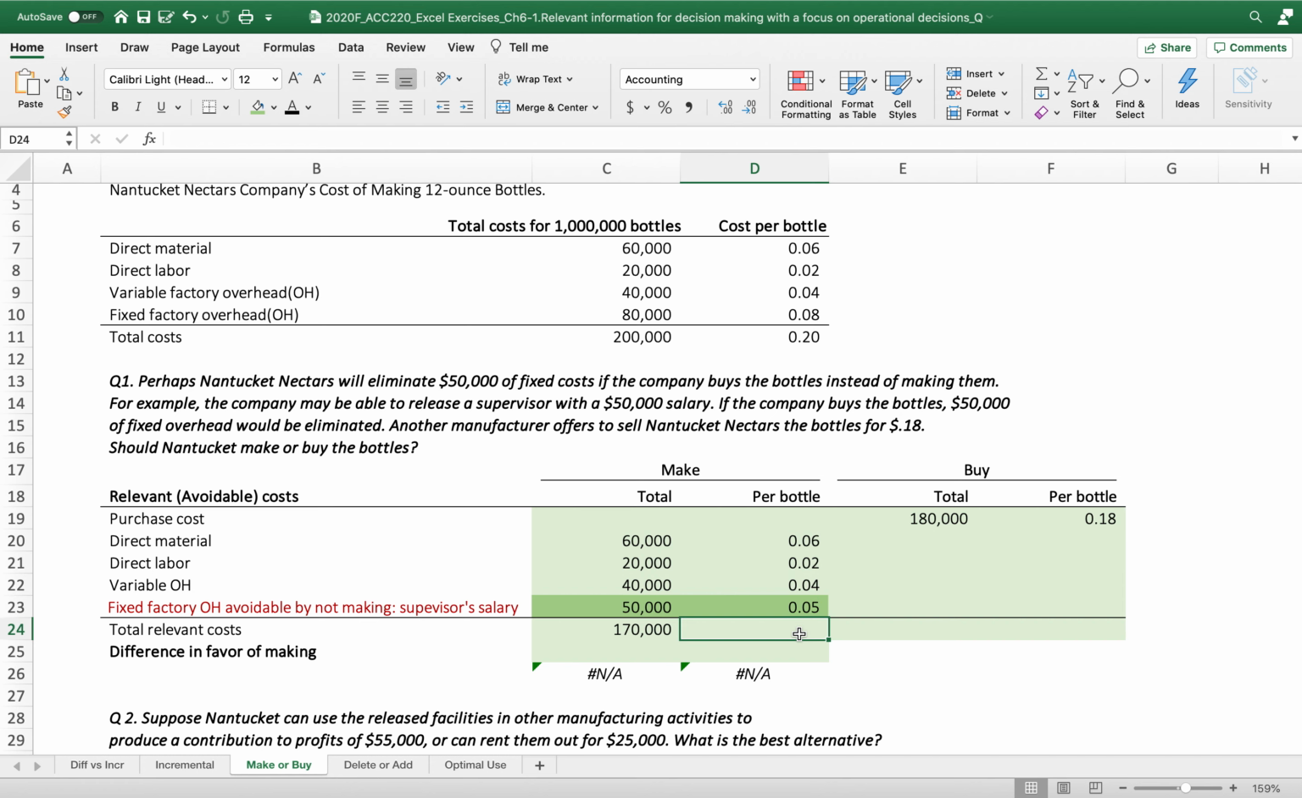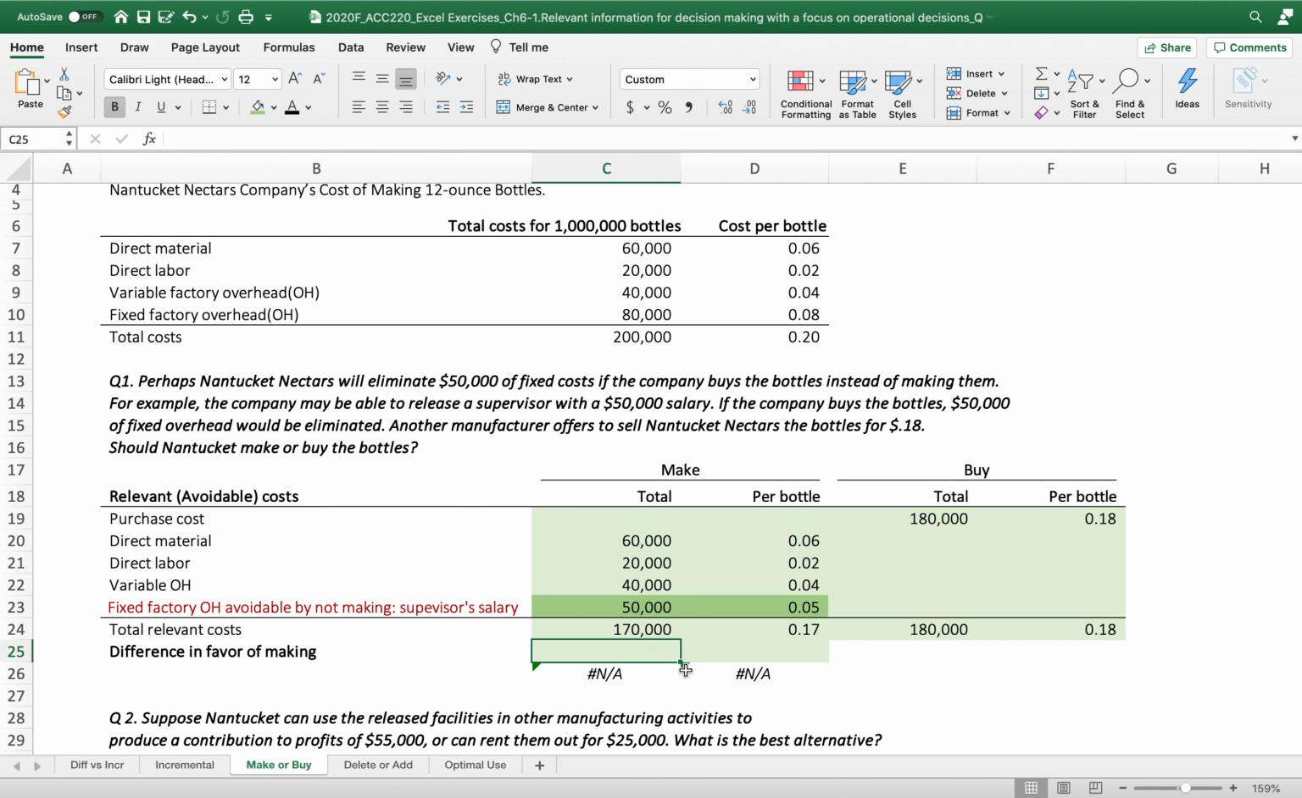The per bottle is also, we can just sum up, now the 17 cents. But we have this amount what we have to pay when we outsource, the purchased cost. So 180, 18 cents per bottle. So which one has a lower cost? Definitely the making case. In making case, that is the relevant cost. If we outsource, then we have to pay this $180,000.